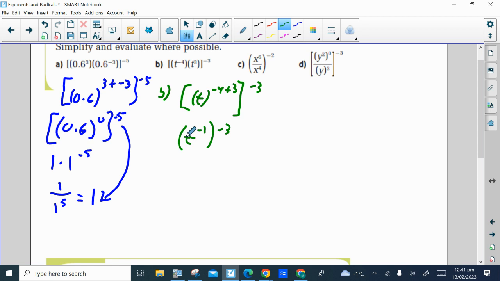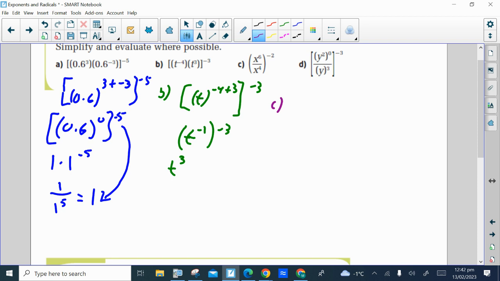You multiply the exponents and keep the base the same. So -1 times -3 is +3. There's our final answer. We can't evaluate that because the base is a variable, a letter, not a number. But we've simplified it. Question C.